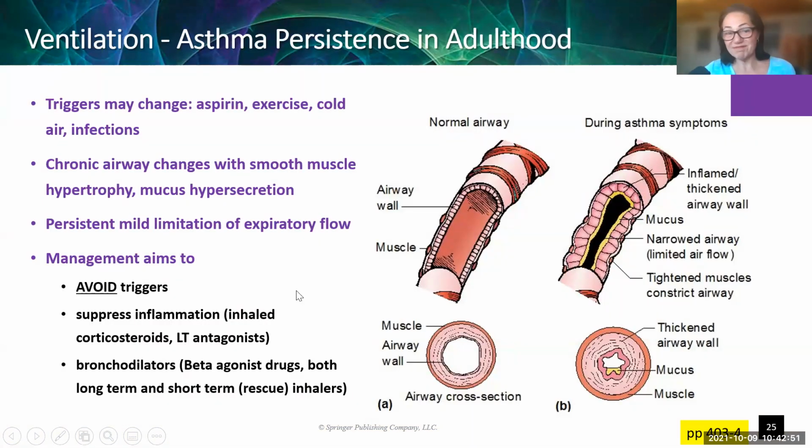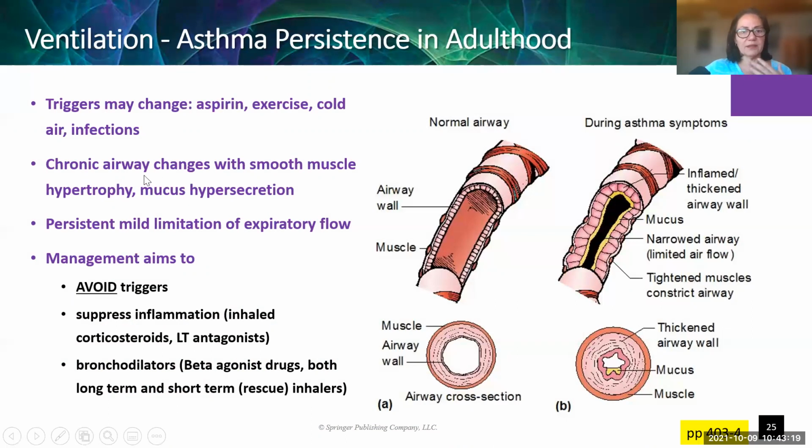Persistence in adulthood. What triggers an asthma attack for a particular patient may change over time, but the fact that they had asthma as kids often is carried into adulthood. And it's weird stuff that will trigger an asthma attack: aspirin for some people, exercise, cold air, exercising in cold air, having infections.